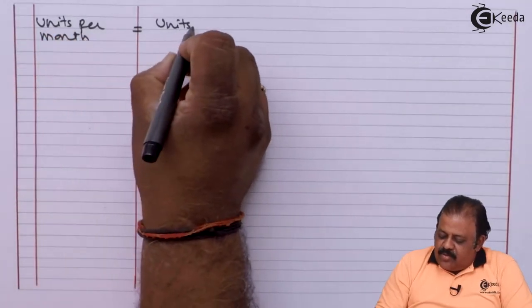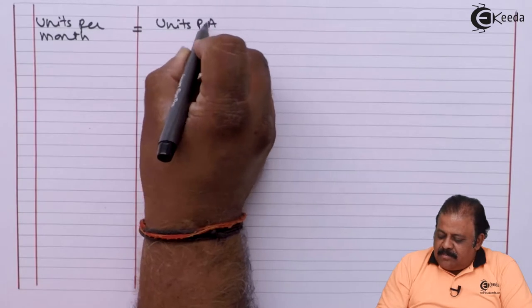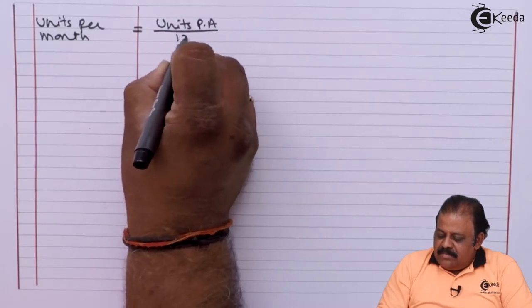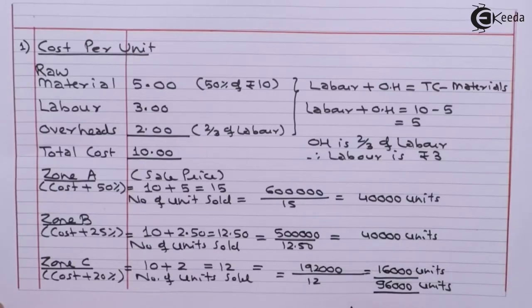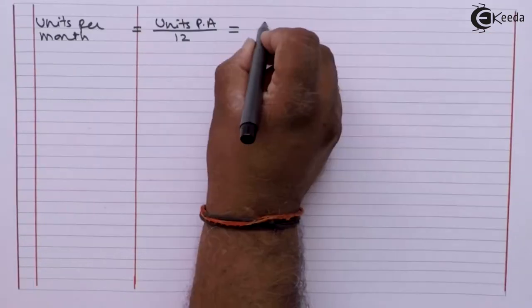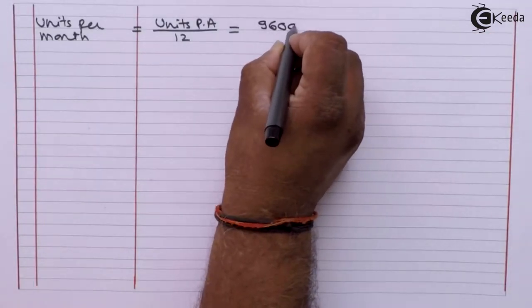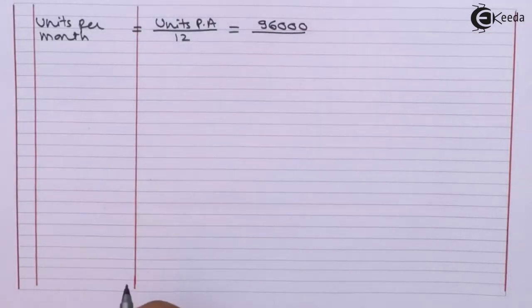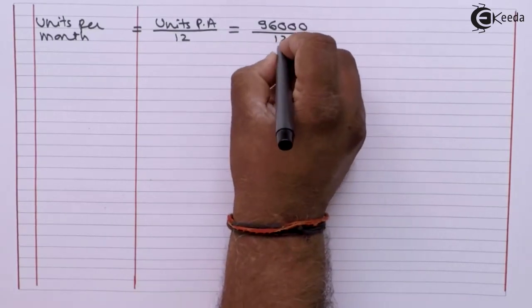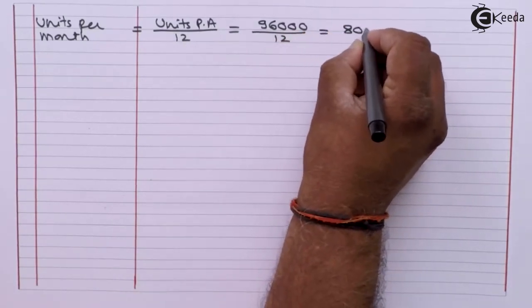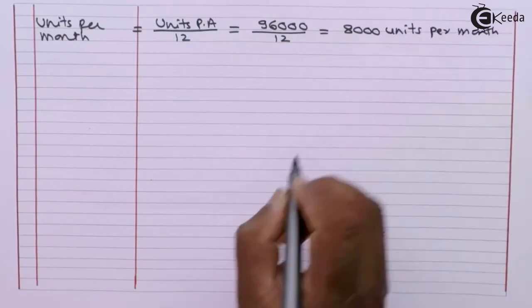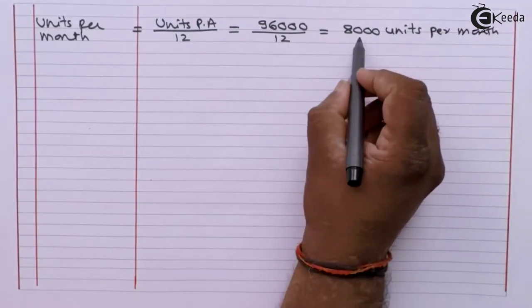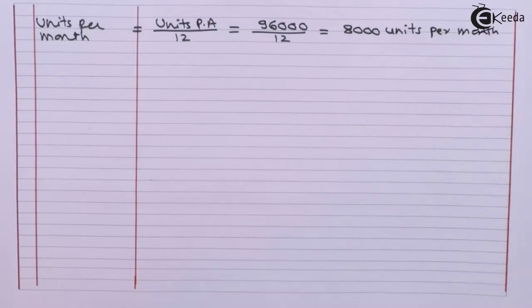Units per month is equal to units per annum divided by 12 months. Units per annum we have calculated here 96,000 units. Divided by 12 months. So it comes 8,000 units per month.